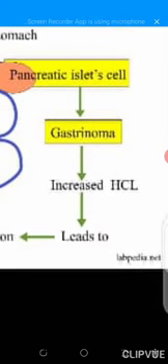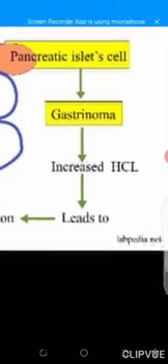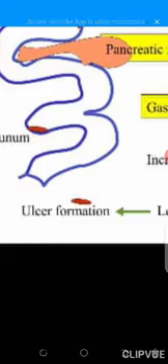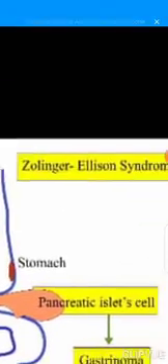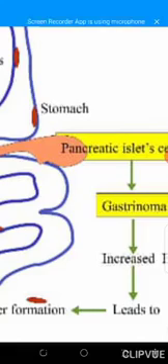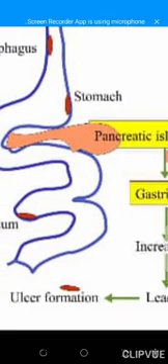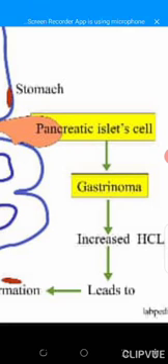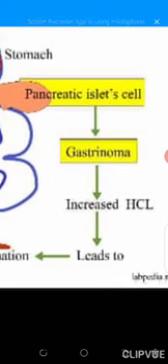This excess gastrin causes increased hydrochloric acid production. Now, increased hydrochloric acid production leads to ulcer. So if you will not remember anything about Zollinger-Ellison syndrome, remember that there are some tumors that are commonly found in the pancreas called gastrinomas. They are gastrinomas because they are gastrin producing in nature. And you remember the function of gastrin, always regulating hydrochloric acid production. Gastrin primarily acts on the parietal cells to ensure they produce hydrochloric acid.